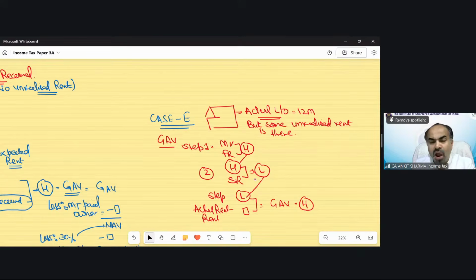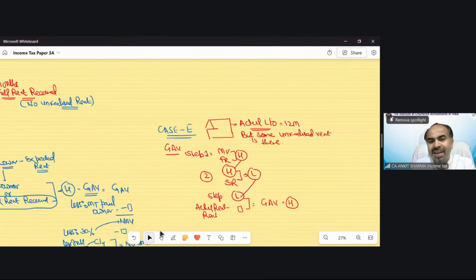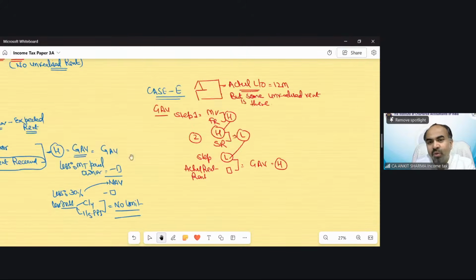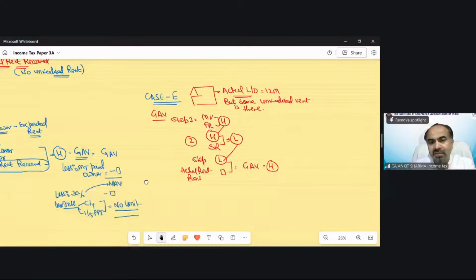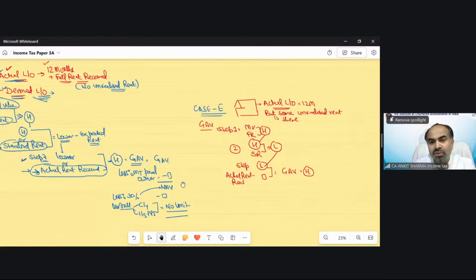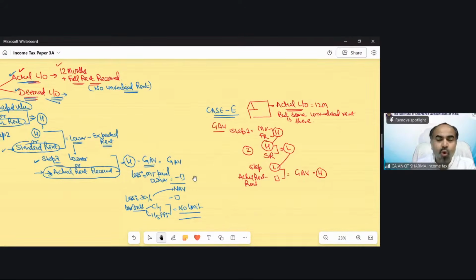But can you identify what would be the difference in the solution of case number D and E technically? What would be the difference? You can see almost the steps are same. No difference in steps. But there would be one difference in case of D and E. That's why we bifurcate it separately. So in examination, you will identify, okay, this would be the difference when I will apply to calculate the GAV concept.